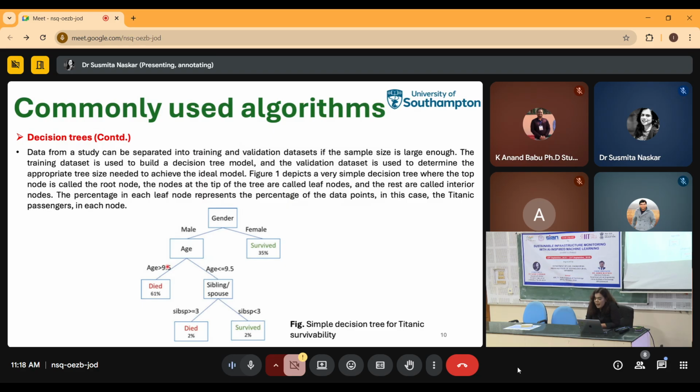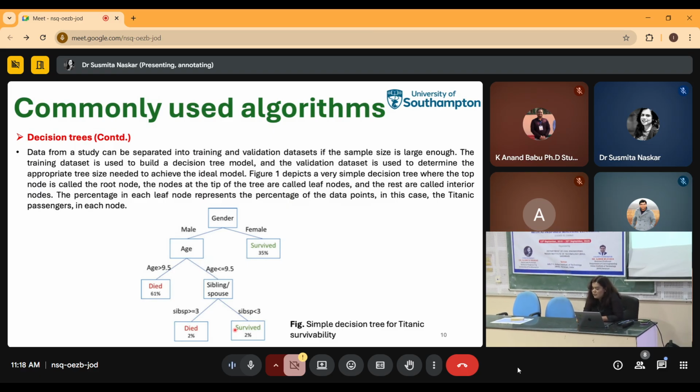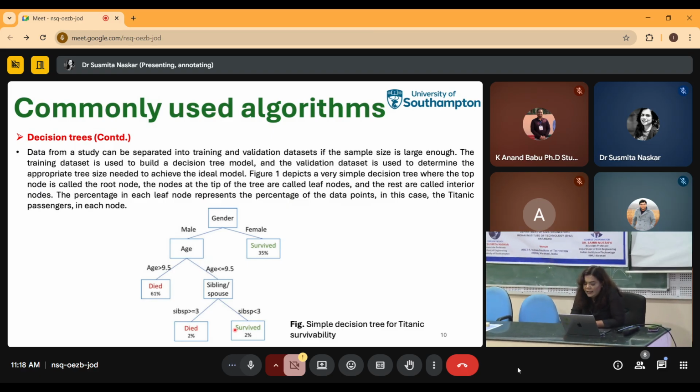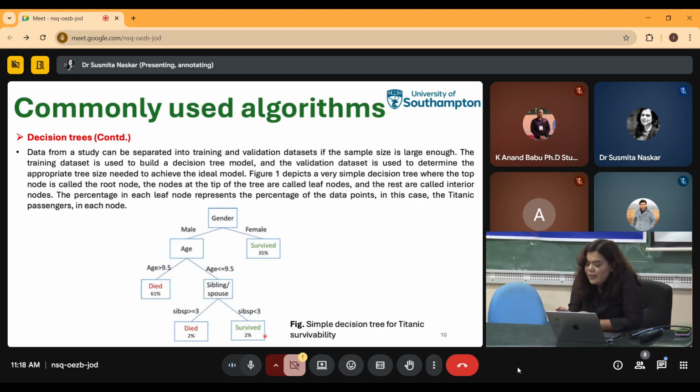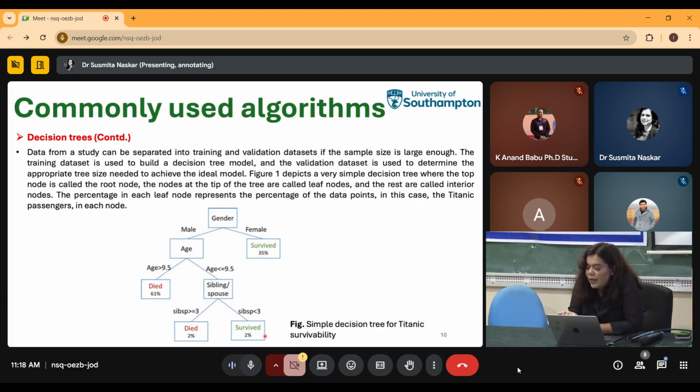So this example illustrates how decision trees classify data step by step, following rules at each node until we reach a final classification or final decision at the leaf, which is this one. And it's a very simple yet powerful way to visualize and understand how the predictions are made.